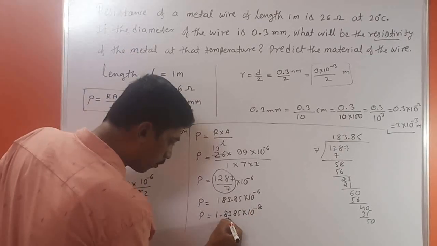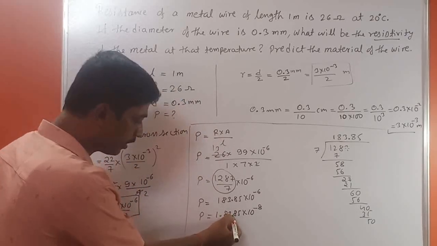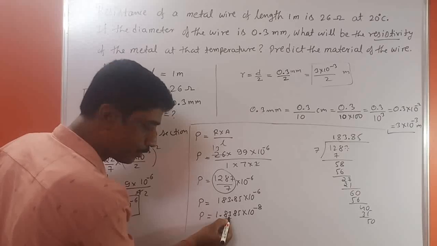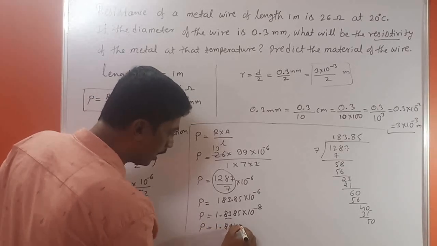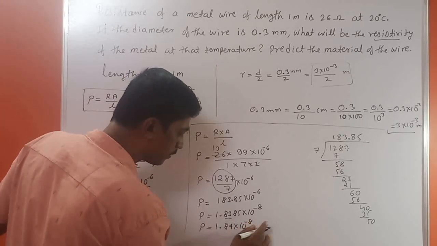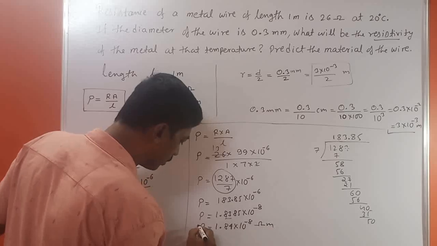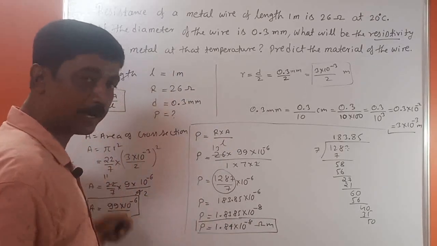When I round off to 2 decimals, if the third decimal is 5 or more than 5, then you are supposed to add 1 to this. So this becomes resistivity is equal to 1.84 into 10 to the power of minus 8 ohm meters. So this is the resistivity of the given wire.